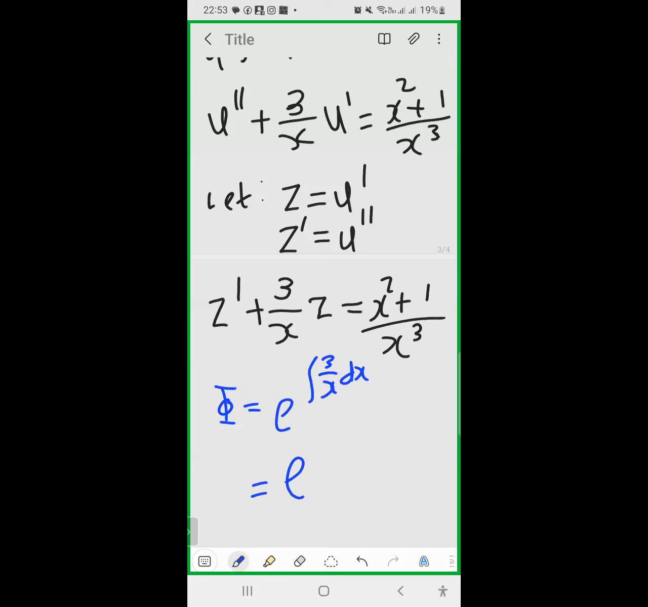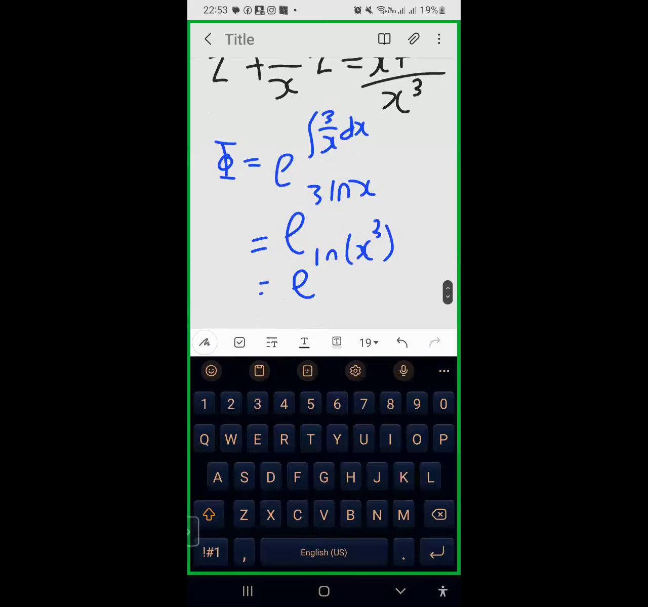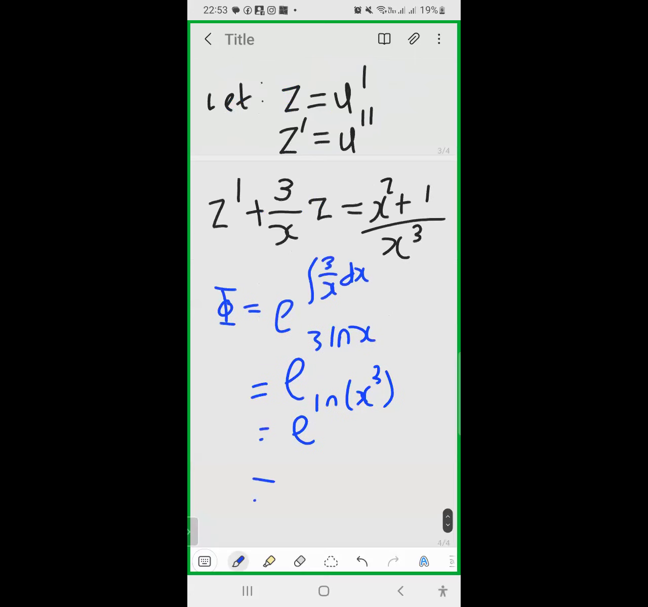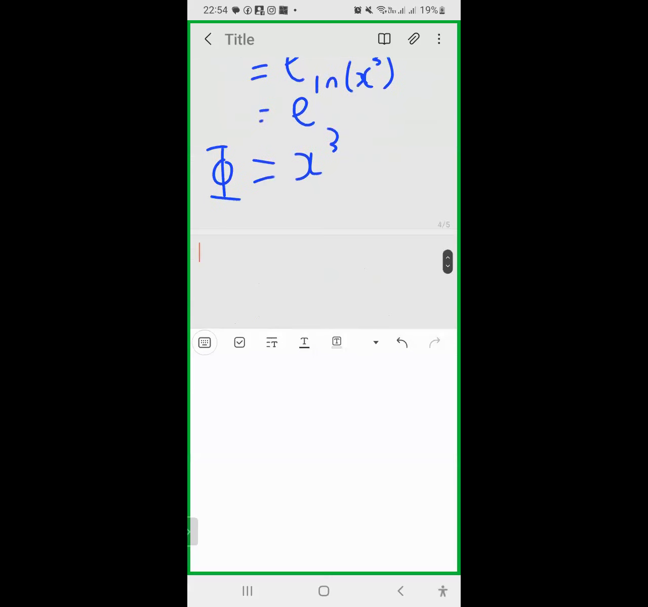And then this is going to be e to the power of the integral of 3 over x, which is 3 multiplied by the integral of 1 over x, which is simply ln of x. Therefore, we're going to have this be e to the power ln of x cubed. Thus, our integrating factor will simply be equal to x cubed. Now, let's continue and find the general solution for z.